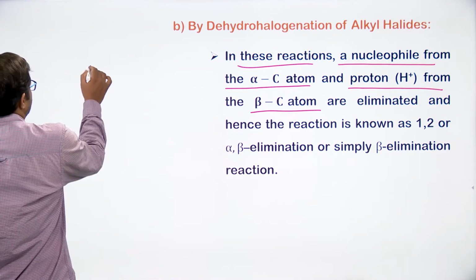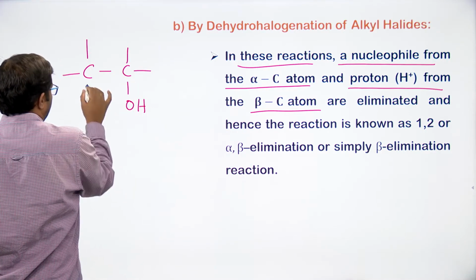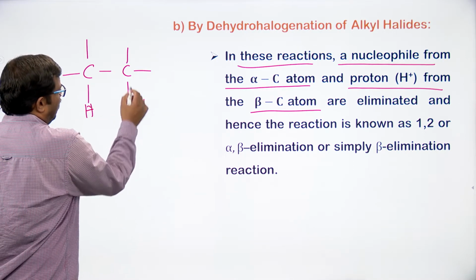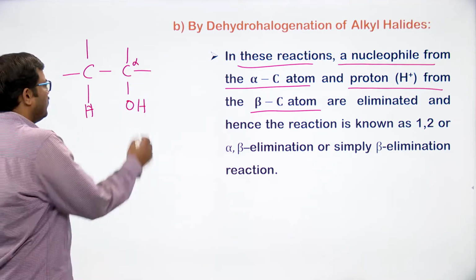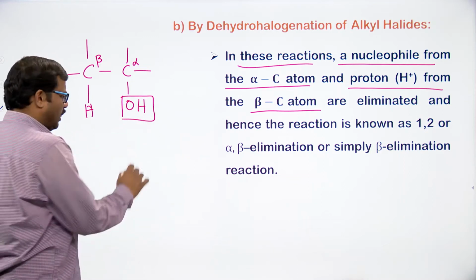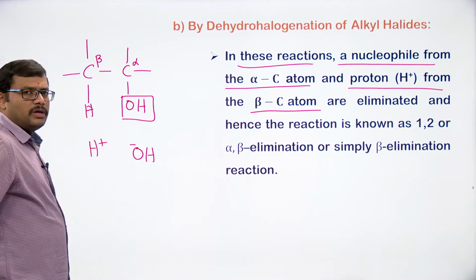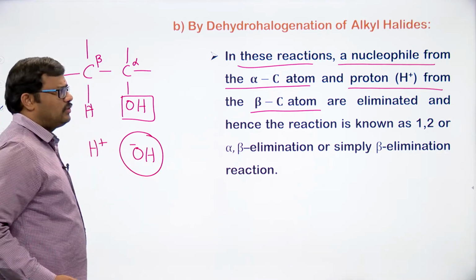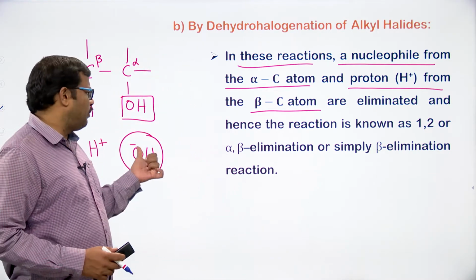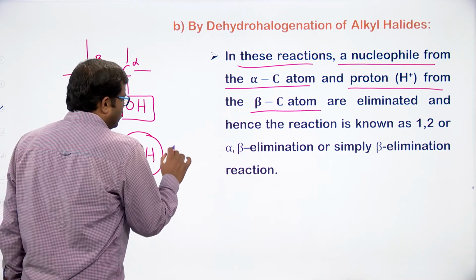I think in the previous case also you have observed this. Let us say this is the alcohol we have taken. In this case, the carbon attached to the OH we take as alpha, and the next carbon is taken as beta. Here OH is coming out in the form of OH minus, and H is coming out in the form of H plus. What is a nucleophile? A nucleophile is a species which has an excess of electrons, whether in the form of a negative charge or in the form of a lone pair. So here the OH minus ion is a nucleophile.